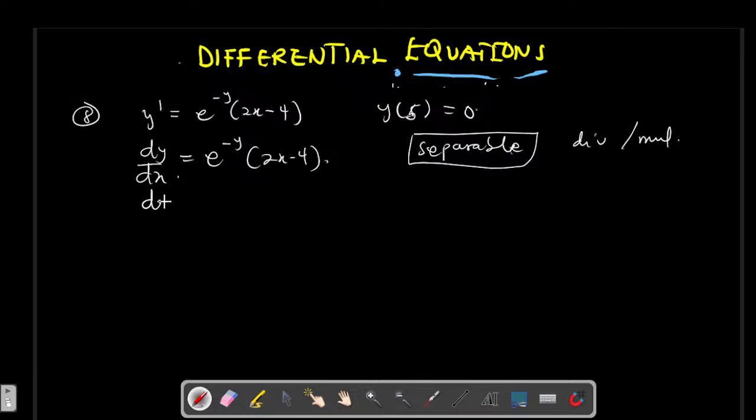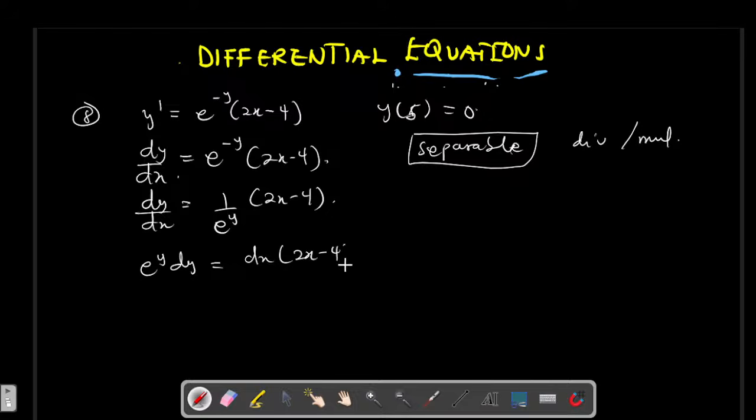Let me rewrite it: dy over dx is simply equal to 1 over e to the power y, multiplying 2x minus 4, like this. I'll change the negative, because this is the same as 1 over e to the power y. At this point, what do I do? I cross multiply. So I have e to the power y dy is equal to the x multiplying 2x minus 4 dx. Once you have this, you can clearly see that I have separated: I have x on the right, I have y on the left.